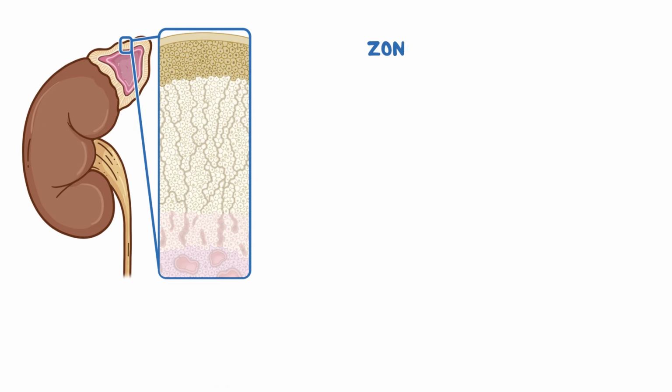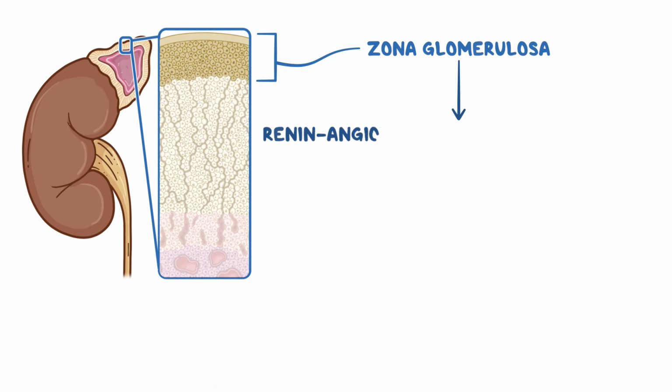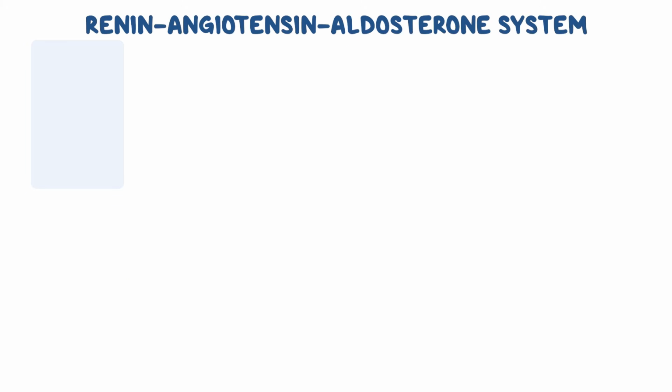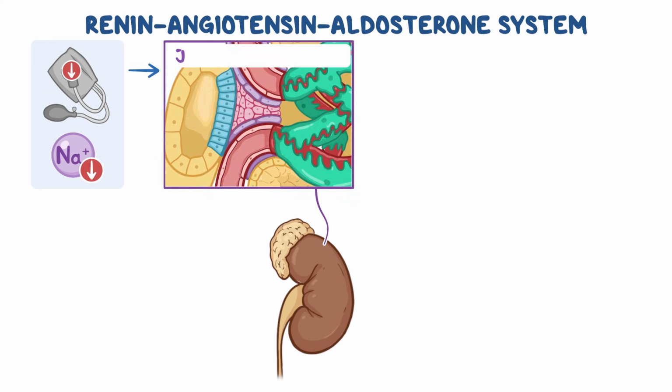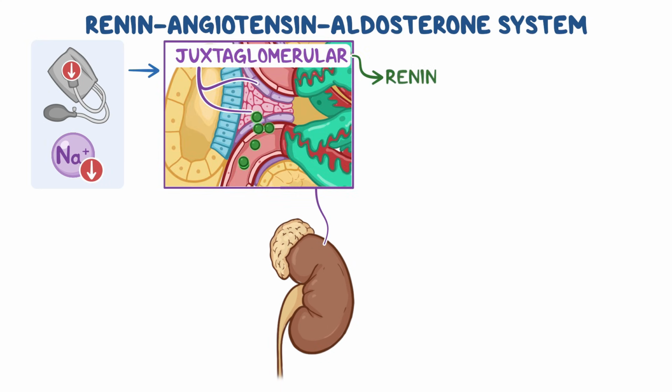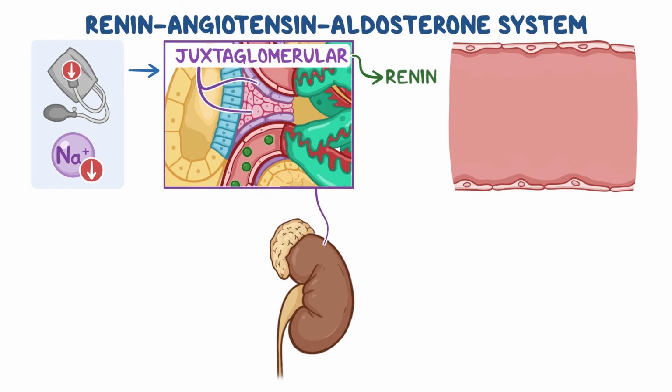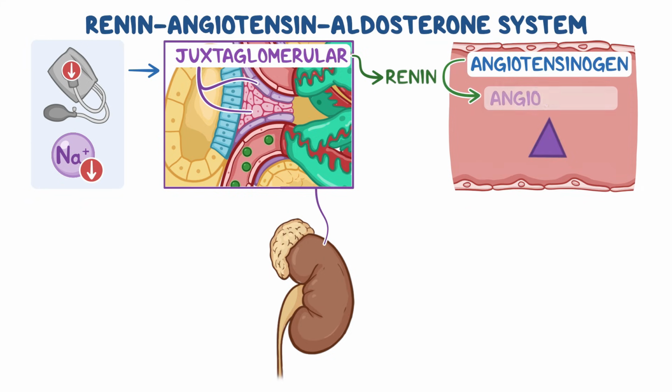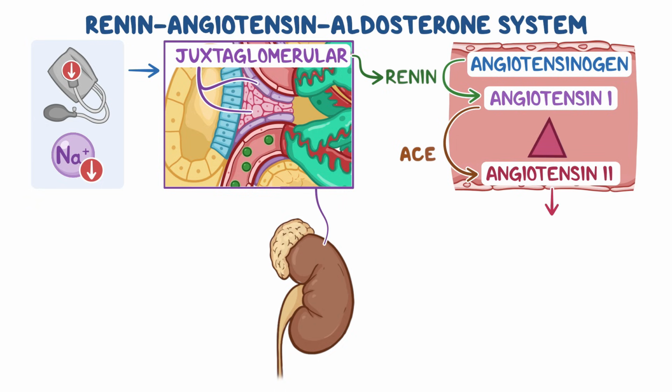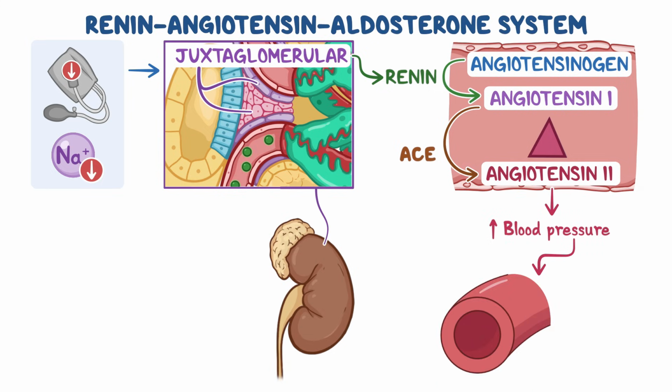On the other hand, the zona glomerulosa is controlled by the renin-angiotensin-aldosterone system. When blood pressure or sodium levels drop, the juxtaglomerular cells in the kidneys release renin into the bloodstream. In the bloodstream, renin cleaves angiotensinogen into angiotensin 1, which is later converted by angiotensin-converting enzyme, or ACE, into angiotensin 2. Angiotensin 2 raises blood pressure through two mechanisms. First, it triggers vasoconstriction of small arterioles, subsequently increasing peripheral vascular resistance.